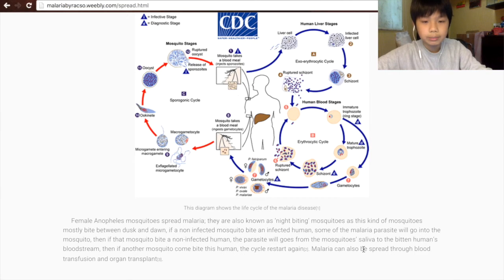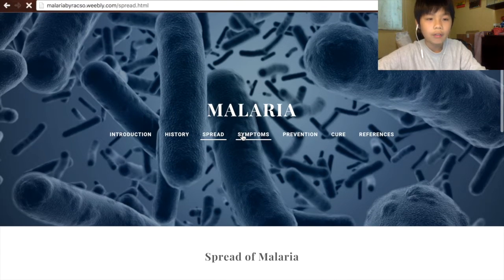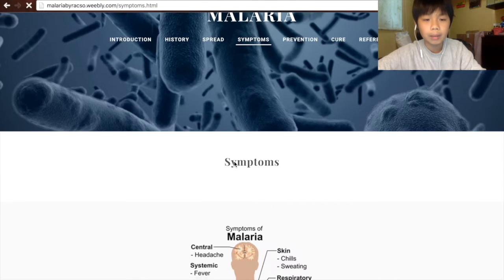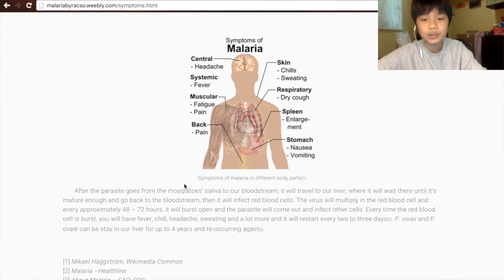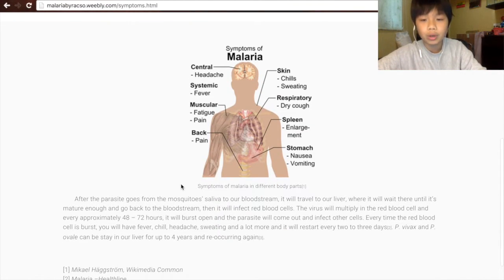Next, we have the symptoms of malaria. After the parasite goes from the mosquito's saliva to our bloodstream, it will travel to our liver, where it will wait until it's mature enough to go back to the bloodstream. Then it will invade our red blood cells. The parasite will multiply in the red blood cell, and approximately every 48 to 72 hours, it will burst open, and parasites will come out and infect other red blood cells.